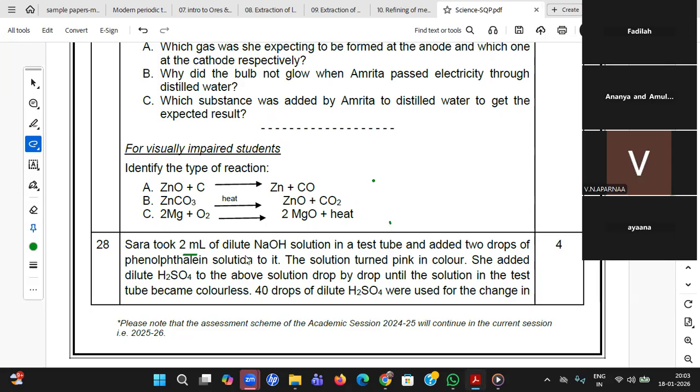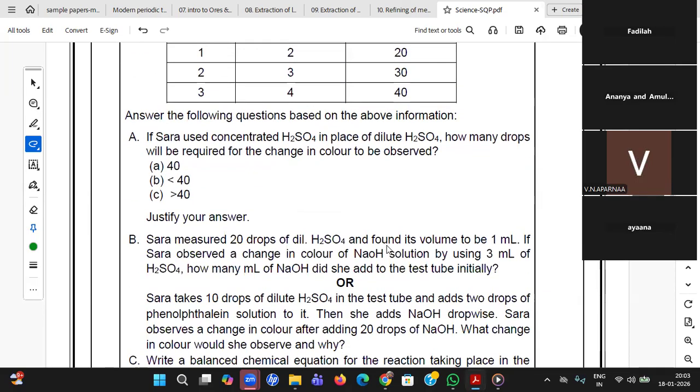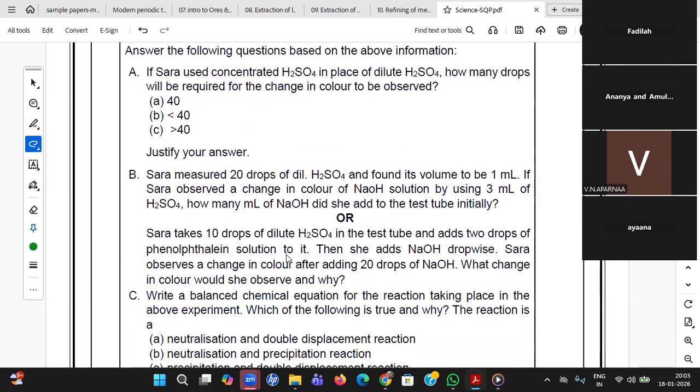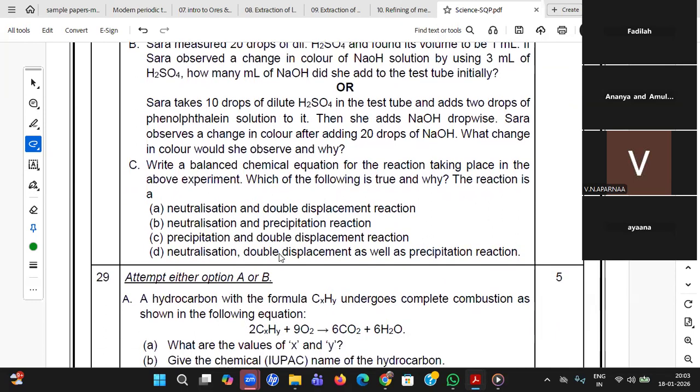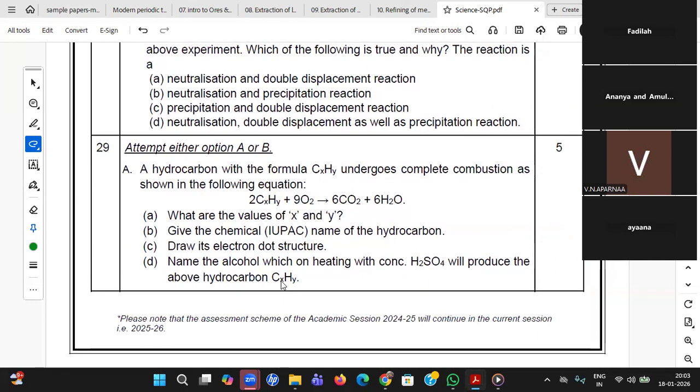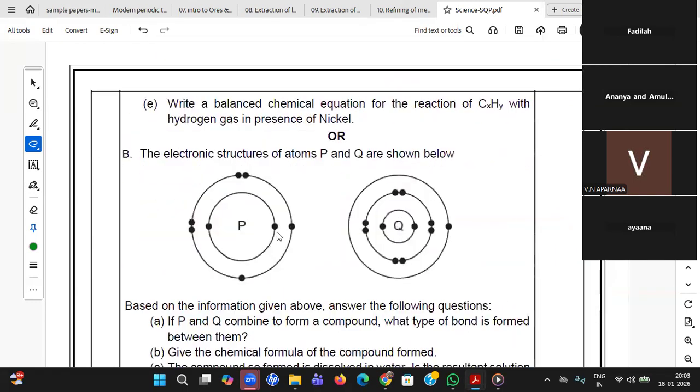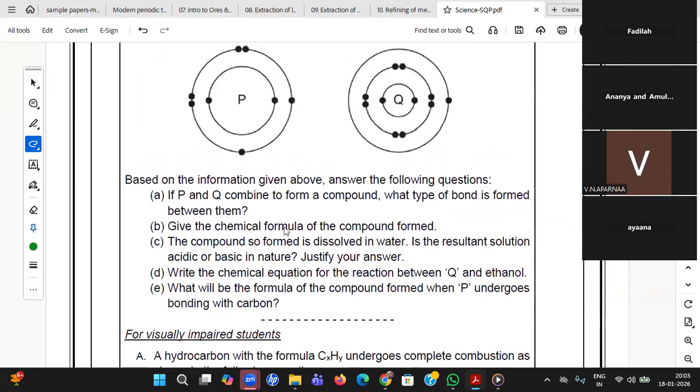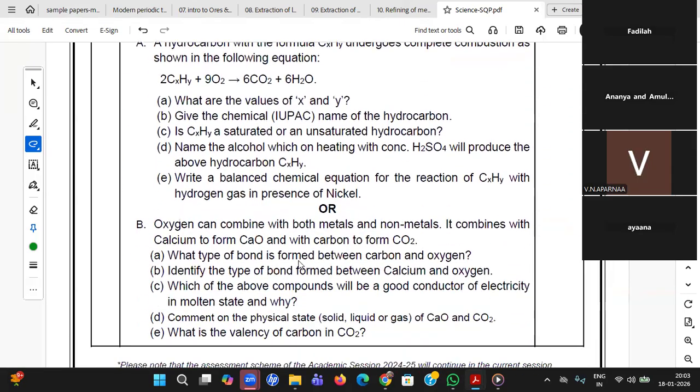Two ml of NaOH, pink in color, acids and bases, leave it. Justify your answers, leave it. H2SO4 and NaOH, draw the balanced reaction, leave it. Okay, chapter number 4, leave it. This one we have discussed, leave it. Hydrocarbon, chapter number 4, leave it.